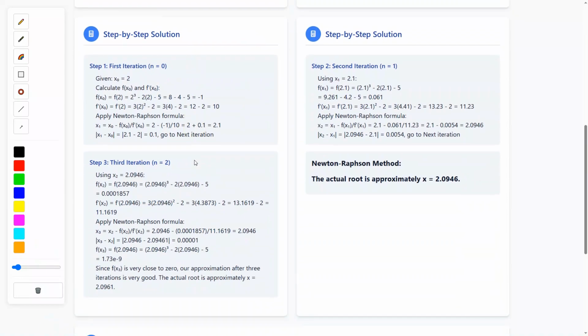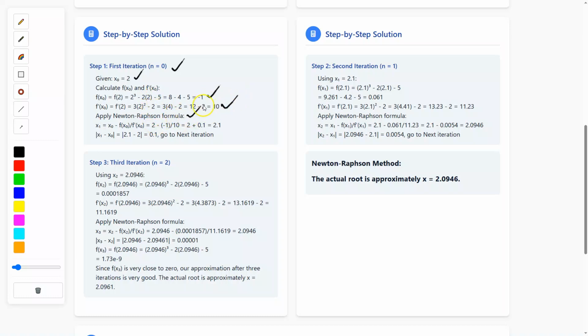Here is the first iteration, n = 0. The initial guess x0 is 2. First we calculate f(x0), that is f(2) = 2^3 - 2*2 - 5, which gives -1. And f'(x0) = f'(2) = 3*2^2 - 2, which gives 10.